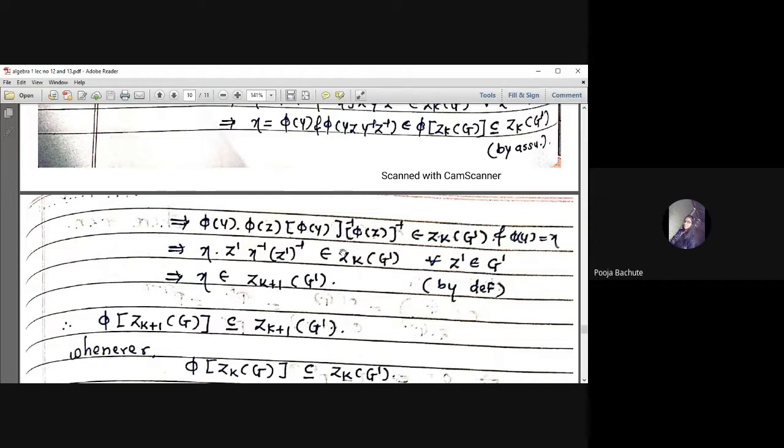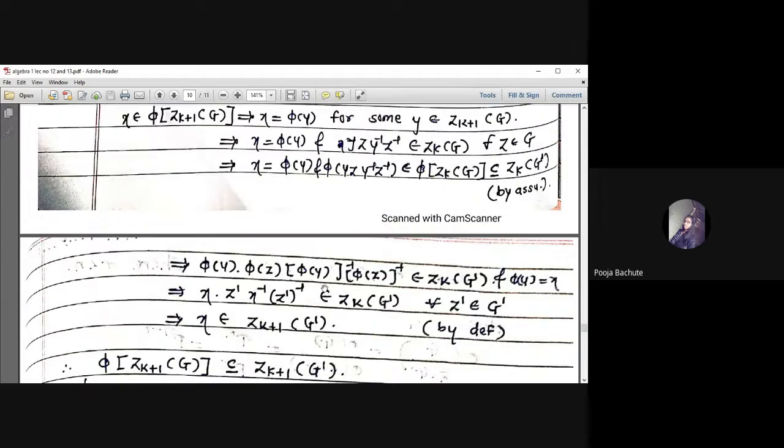So phi of y inverse is nothing but x inverse. And phi of z whole inverse is equal to z dash inverse, which belongs to Zk of G dash, for all z dash belongs to G dash. But this is the definition of x belongs to Zk plus 1 of G dash. Okay. This is the definition of what? X belongs to Zk plus 1 of G dash.